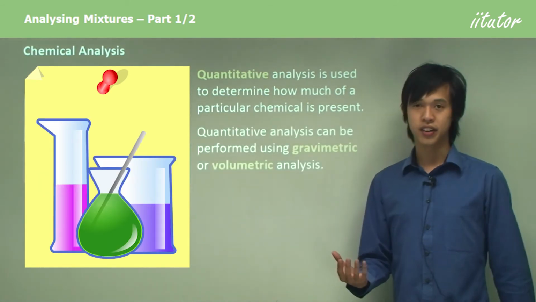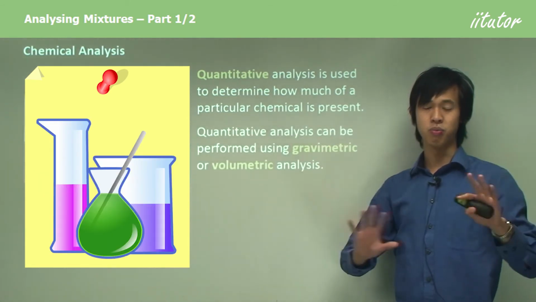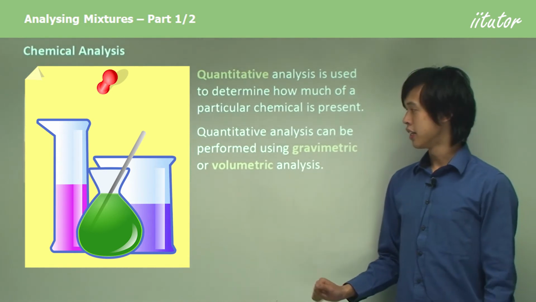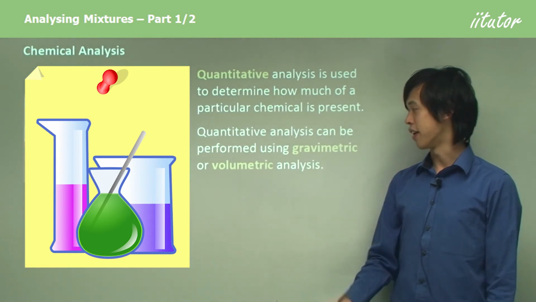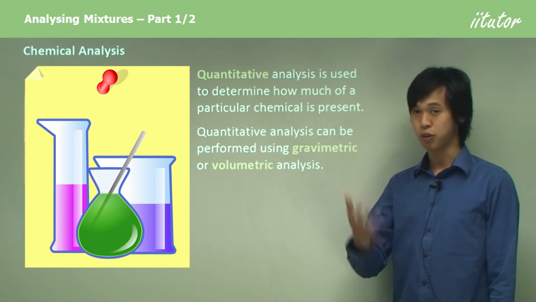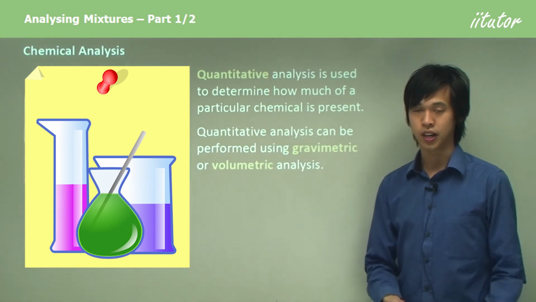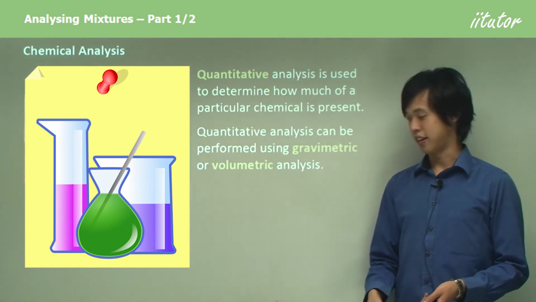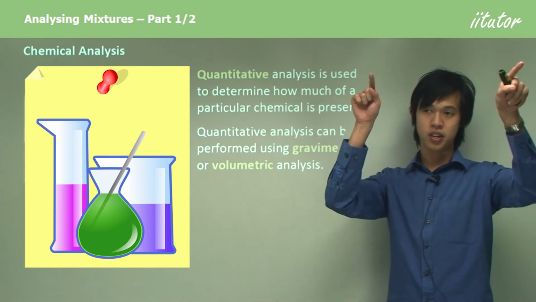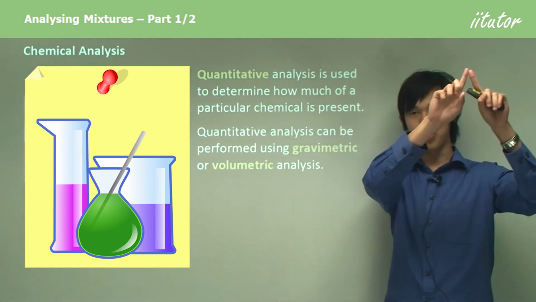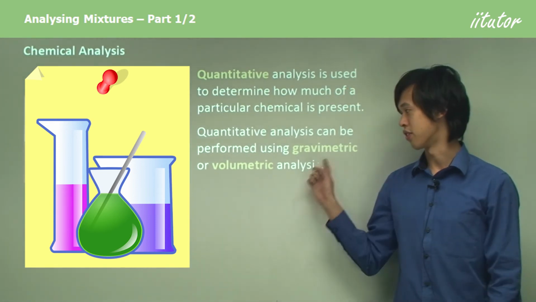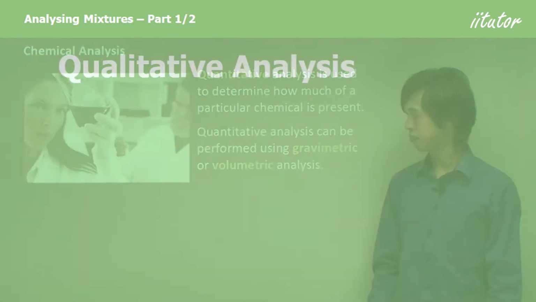And in quantitative analysis, we can actually split that into 2 more subgroups. So within quantitative analysis, we have gravimetric analysis and volumetric analysis, okay? And I'll go through what they are in a second, but remember that there's quantitative and qualitative, and then inside quantitative, there's 2 more, which is gravimetric and volumetric.